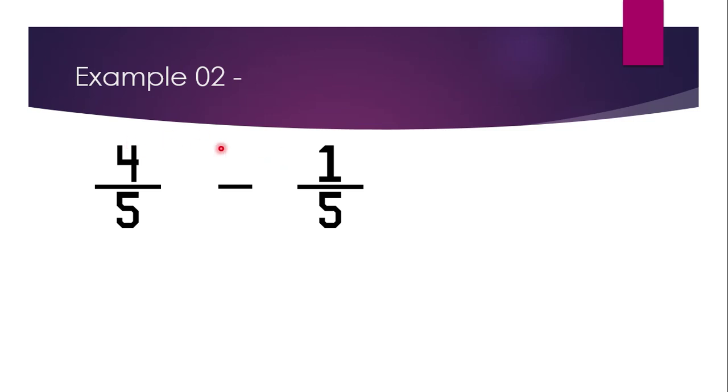So what I have to do is take the difference of the numerators. Therefore, I am going to subtract 1 from 4. If I deduct 1 from 4, the answer is 3. As you can see here, the denominators are equal in the given question. Therefore, the denominator is the same in the answer.